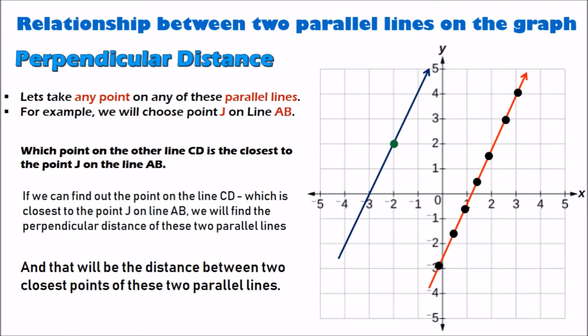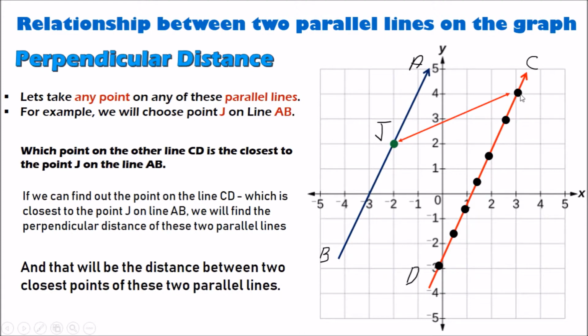So, before we start, let's name both these lines. Let me name the first line as line AB and the second line as line CD. So, let's take any point on any of these parallel lines. For example, I took the point J on line AB. Now, my question is, which point on the other line, which is CD, is the closest to the point J on line AB?